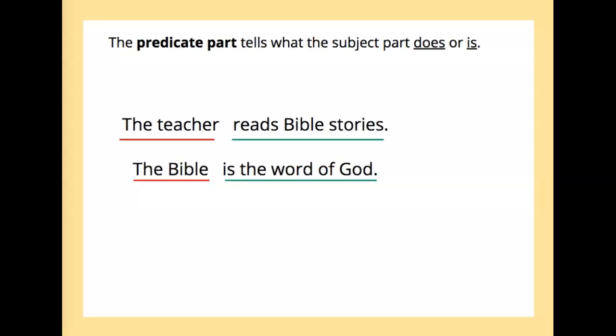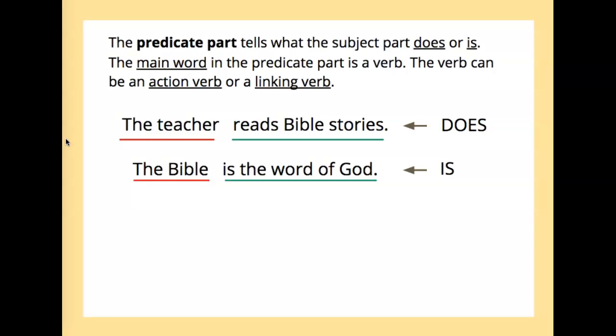Like these two sentences. The top sentence is telling us what the subject does, and the second sentence is telling us what the subject is. How do we know that? We know that because of the main word in the predicate parts. What is the main word in the predicate part? The main word in the predicate part is a verb. The verb can be an action verb or a linking verb. An action verb tells what the subject does, and the linking verb tells what the subject is.